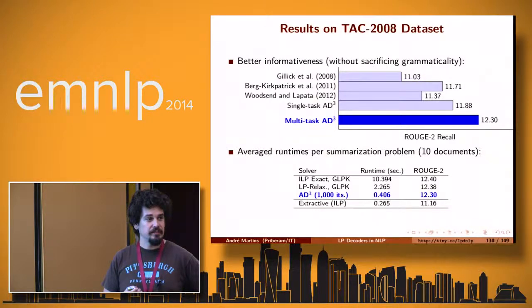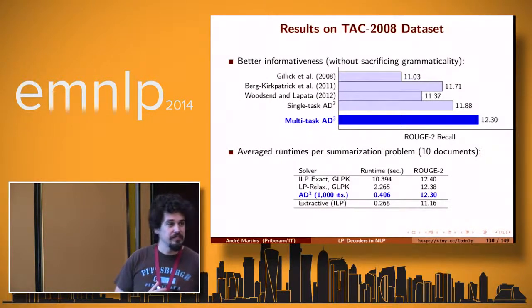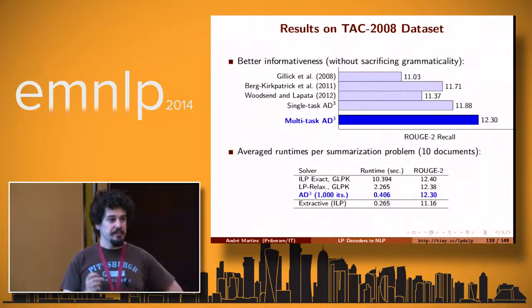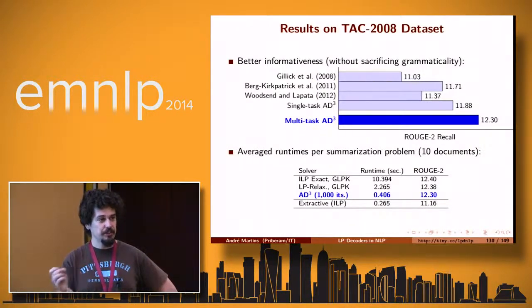My question is about the quality of decoding, like the quality of the relaxation, how does it affect the quality of the summary? Oh, okay, I see. You're saying that if the relaxation that we are doing is going to harm the final summary that we get?